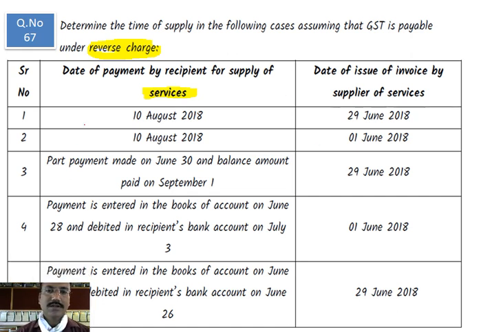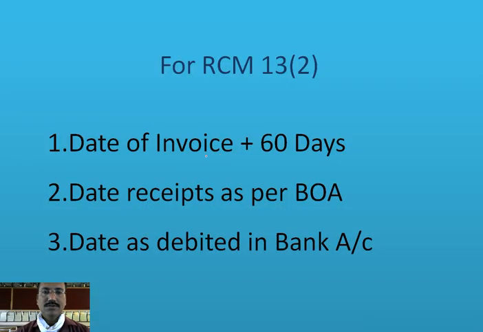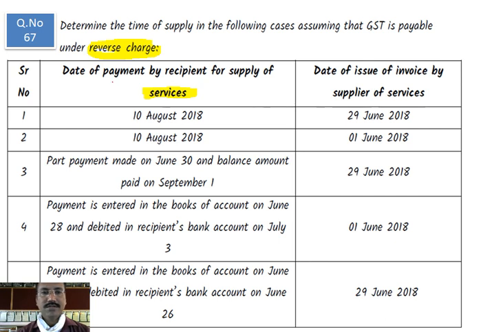So what were the rules for that? This was the rule. You need to use the date of invoice plus 60 days, date of receipt as per BOA, books of account, and debit in the bank account. For this question they have given only the date of payment, and for this column you have to add the 30 days. How many columns do you need to prepare now?